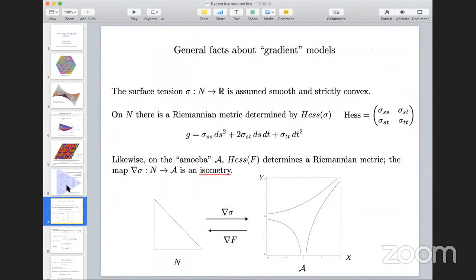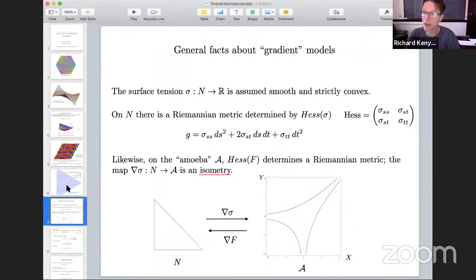Thank you. Okay. So let's talk about general gradient models. And by gradient model, I mean the surface tension only depends on the gradient. And also we're in two dimensions. I should have said that. So it's a surface, a two-dimensional surface in R3. An example to have in mind is just the soap film surfaces, the minimal surfaces. That's one example. Another example is the Lozenge tiling model. And we'll see another example later, the five vertex model, which is what the talk is about.